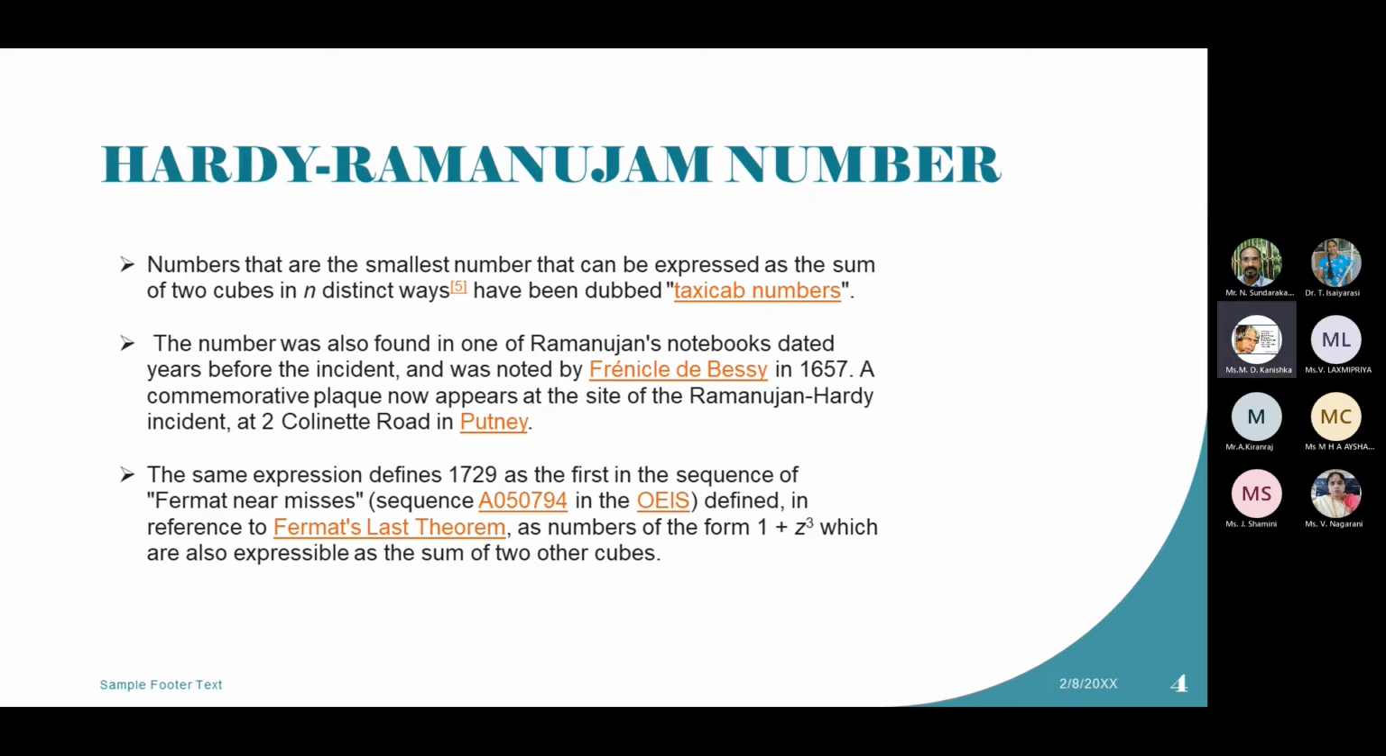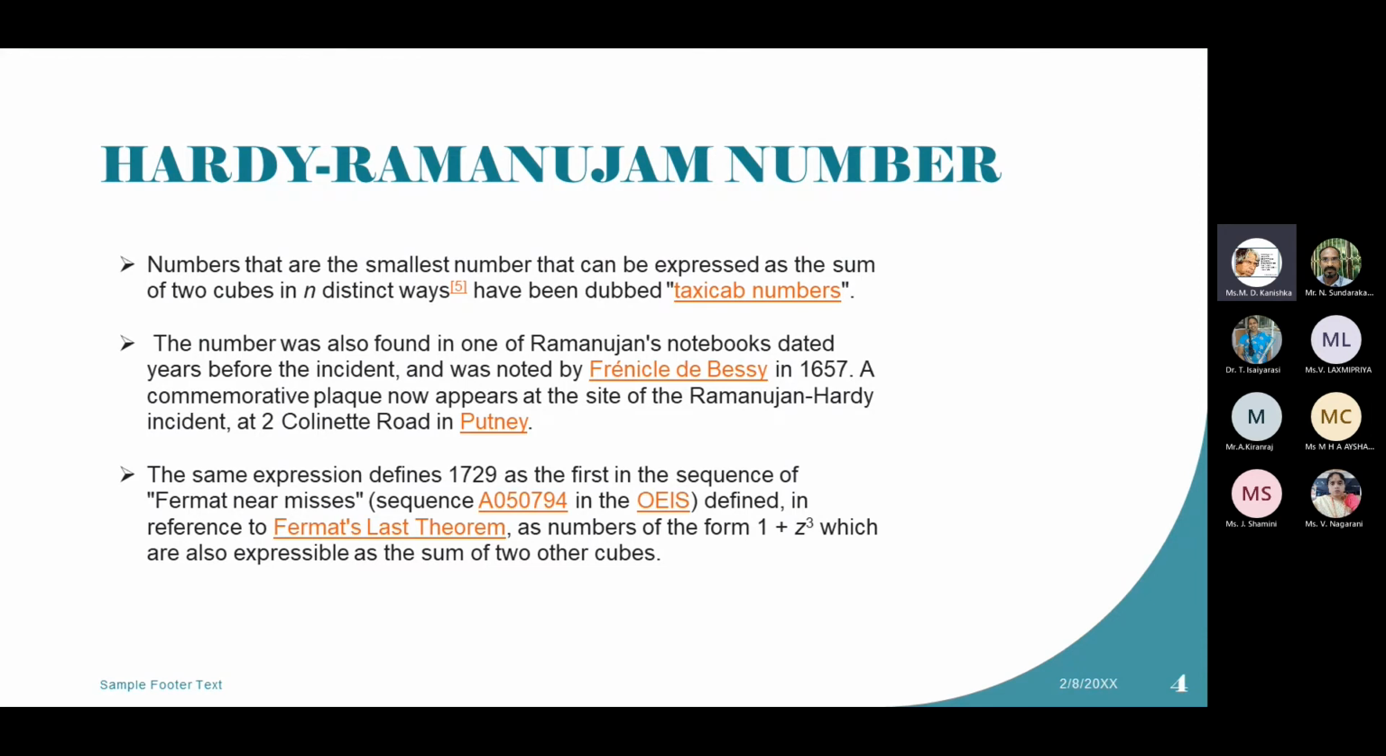Numbers that are the smallest number that can be expressed as the sum of two cubes in two different ways have been dubbed taxicab numbers. The number was also found in one of Ramanujan's notebooks dated years before the incident and was noted by Frénicle de Bessy in 1657.